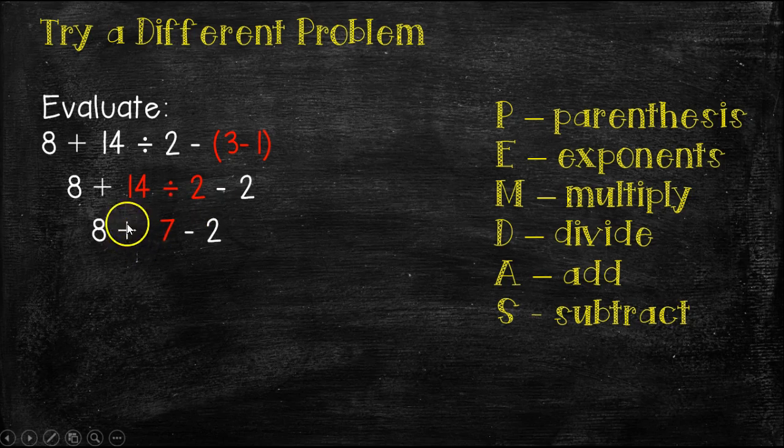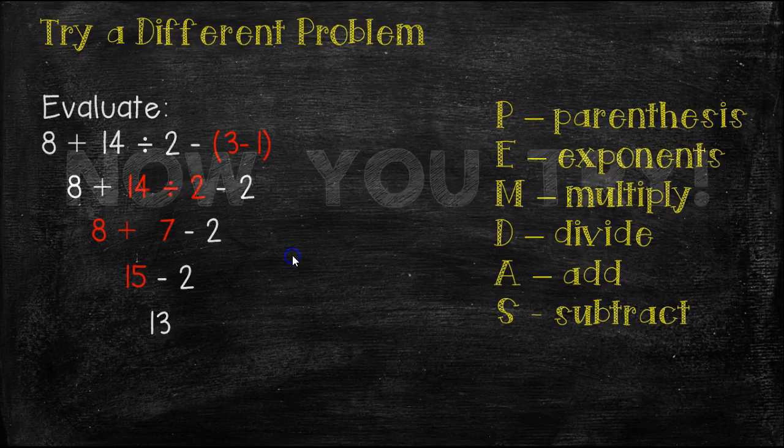So now we have an addition portion of our problem and a subtraction portion. Which comes first? Well, the addition problem comes first. So 8 plus 7 equals 15, and we bring the minus 2 straight down. So now all we have left to do is 15 minus 2, and that gives us 13 for our answer.